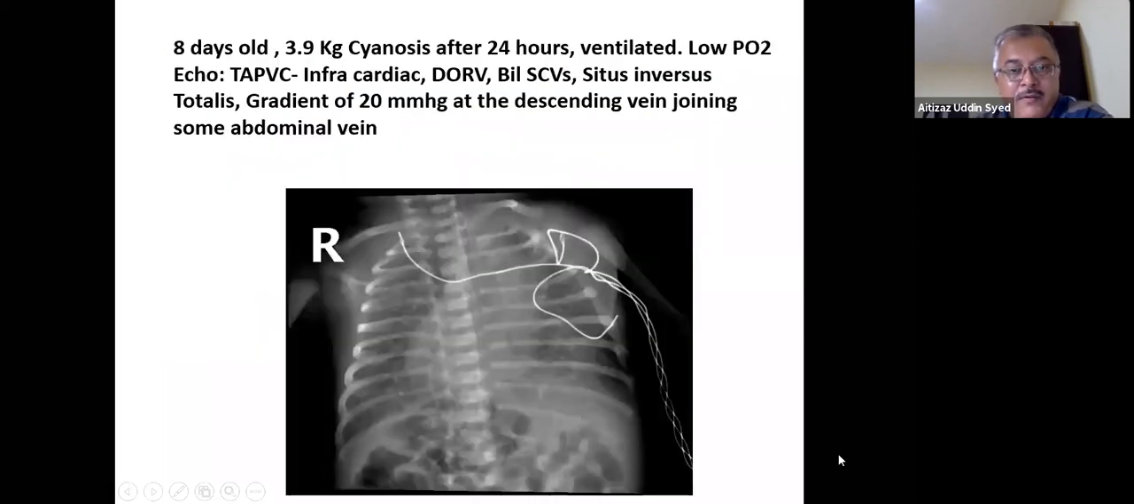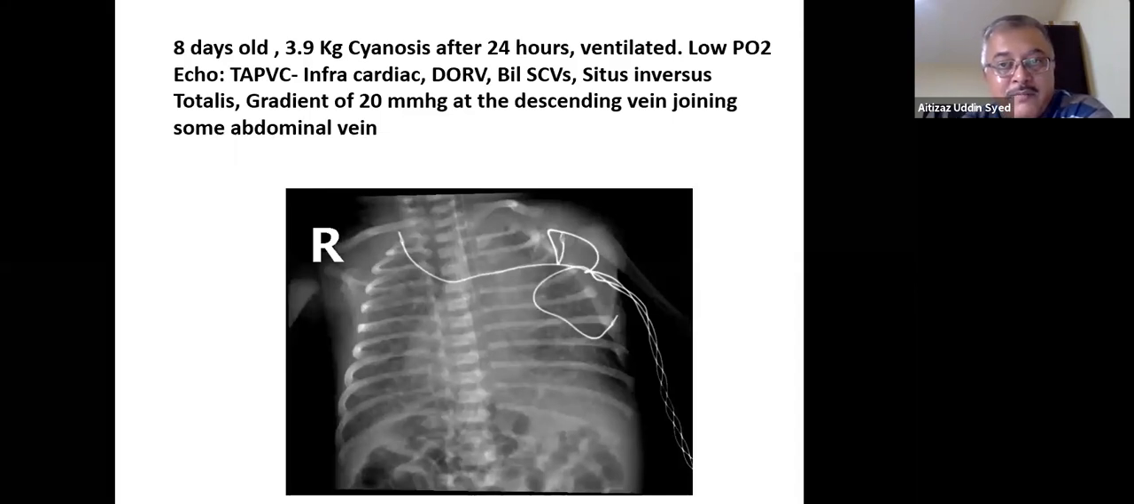Now, I brought one of the patients' data, because we had it on our system, for you to see. This was an 8-day-old, 3.9 kg baby who was cyanosed within 24 hours of birth. Our Medina Cardiac Center does not have an ER for pediatrics, so they are seen in the maternity and children hospital. They saw a cyanosed baby, could not maintain it, so they ventilated it. Then echo showed a TAPVC, which was infracardiac.